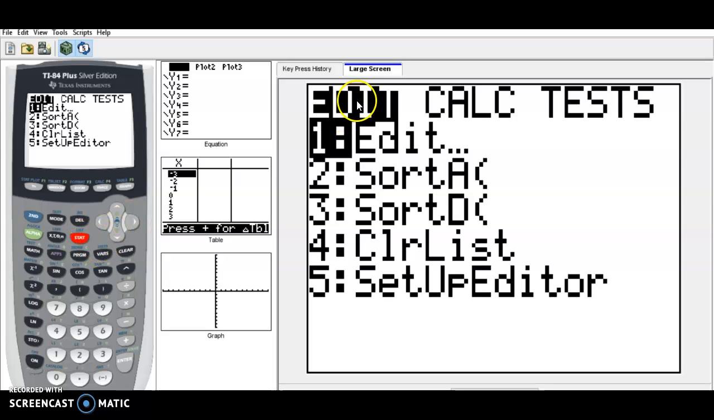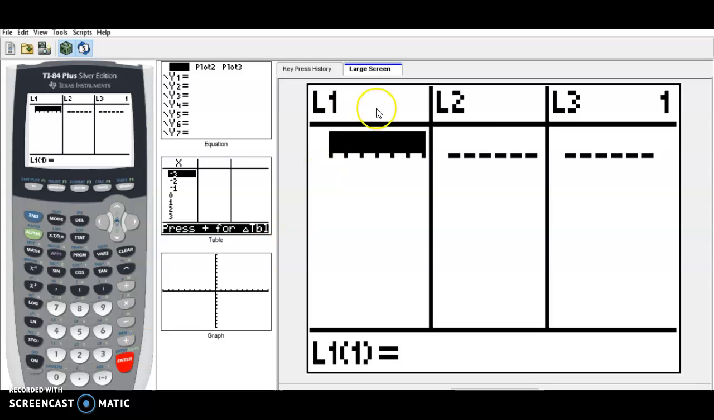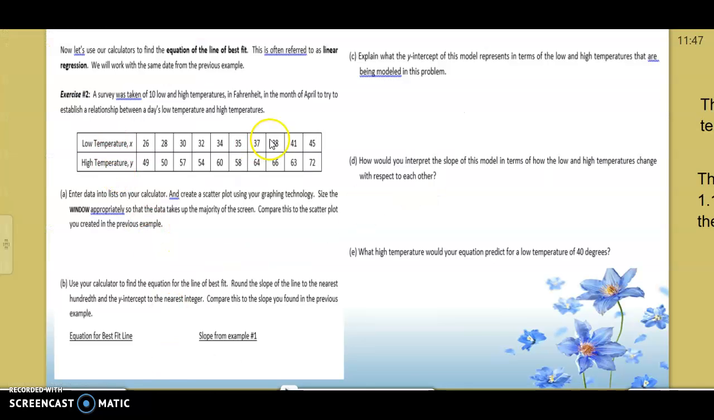Once I do that, I have the option to edit. And so when I start these, I need to edit my list. So press 1 or enter. And now I will see list 1, list 2, L1, L2, L3. I only need 2 because I have 2 lists. I have low temperatures and I have high temperatures. So I'm going to enter in these numbers.